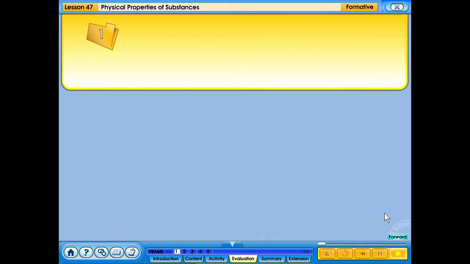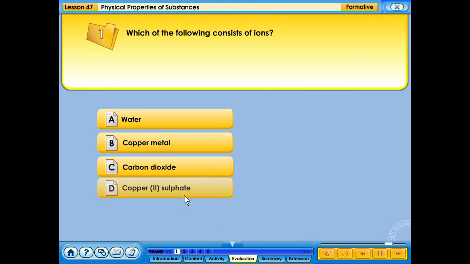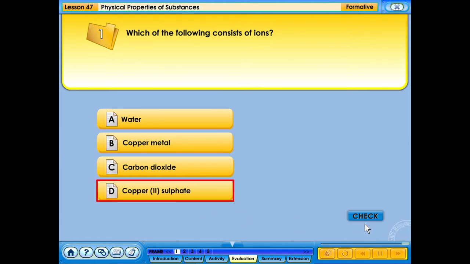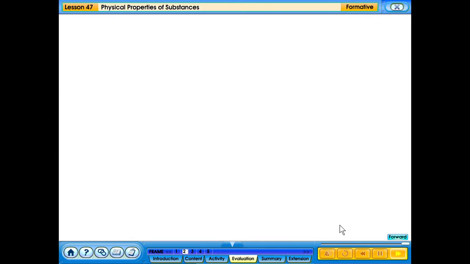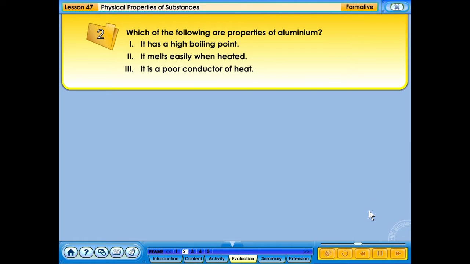Which of the following consists of ions? A. Water. B. Copper metal. C. Carbon dioxide. D. Copper(II) sulfate. Your answer is correct. Which of the following are properties of aluminum? 1. It has a high boiling point. 2. It melts easily when heated. 3. It is a poor conductor of heat. 4. It is a solid at room temperature.